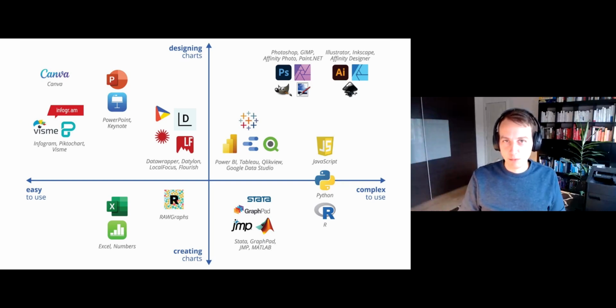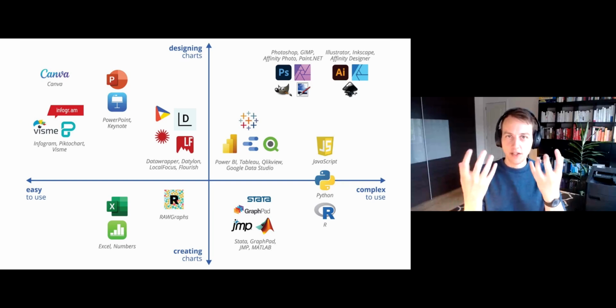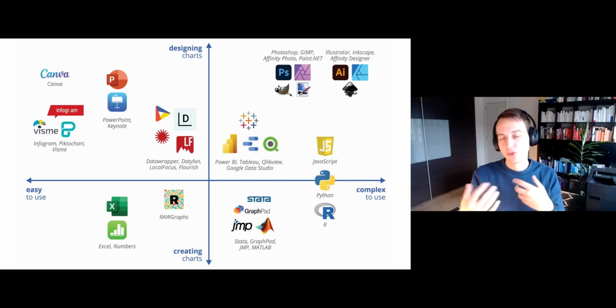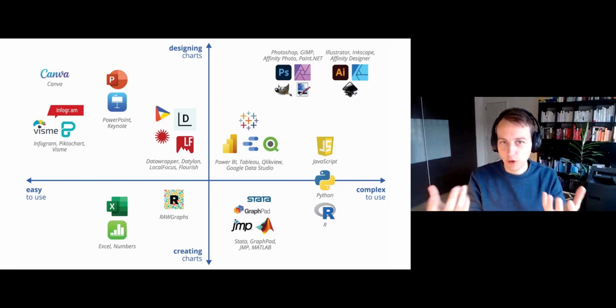Or maybe we can make some basic shapes for some nice charts in raw graphs and then open them in PowerPoint and make sure they look good. So the tools which are near the bottom of this little scatter plot are tools which I think are really good at giving us the basic shapes that we need for our chart, but are not really that good at making them look good.